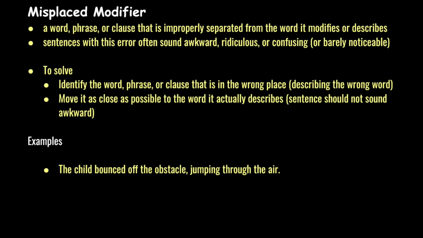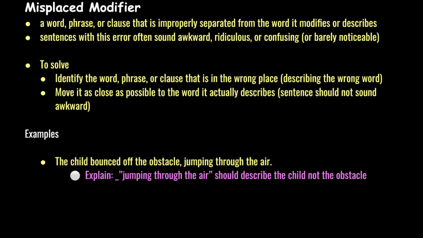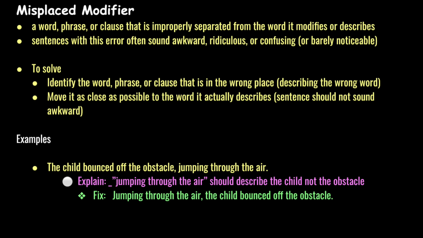All right, another example. The child bounced off the obstacle, jumping through the air. Again, think about what that sentence is saying the way it's written. What is jumping through the air? An obstacle. Obviously, an obstacle is not supposed to be jumping through the air. Instead, the child is. So we need to move jumping through the air closer to the word child.